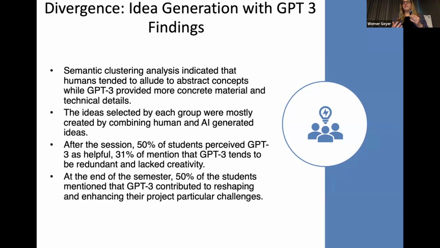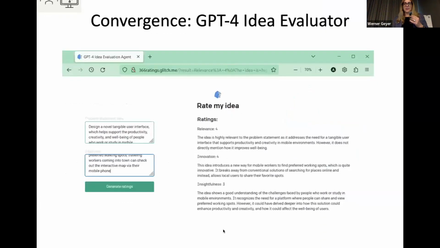But we also saw a lot of evidence that students were struggling with prompt engineering, that it was hard for them to prompt the tool itself. And at the end of the semester, reflecting back, students really thought that GPT-3 helped them to elaborate and come up with new ideas. So that was the divergence stage, generating multiple ideas.